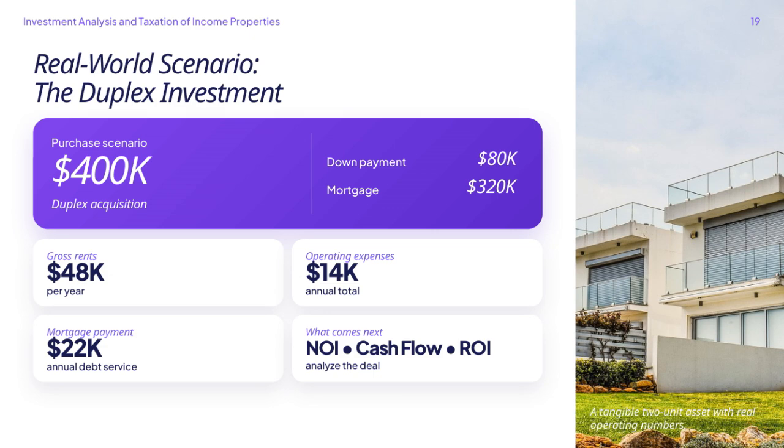costs, we analyze what's left by calculating the net operating income, or NOI, along with the cash flow and return on investment, or ROI. This approach helps us understand the true profitability of the property by looking at both income and expenses, as well as the impact of financing. This example provides a tangible two-unit asset with real operating numbers, making a practical case to demonstrate investment analysis and how taxation of income properties might affect the overall financial picture.